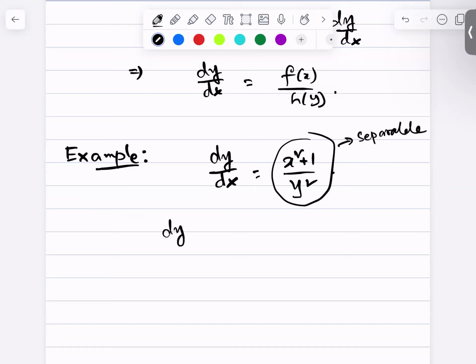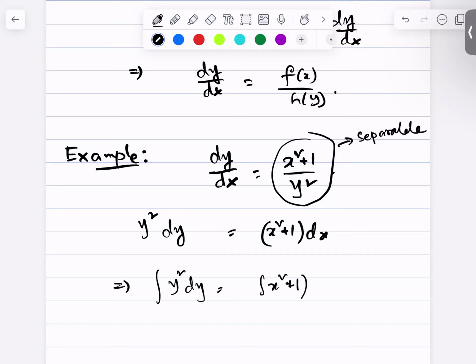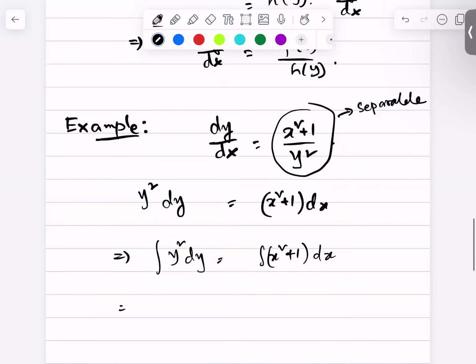So I'll take the y part on one side and x part on the other side, and then do the integration. Y squared dy equals x squared plus 1 dx. Then I'll get y to the third over 3 is the same as x to the third over 3 plus x plus c, right?